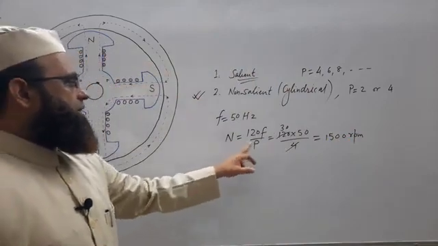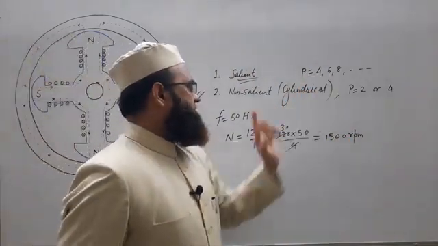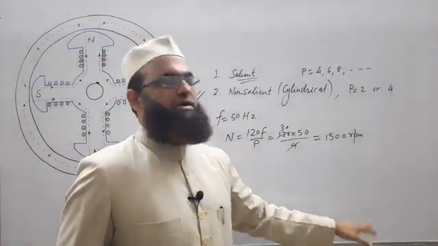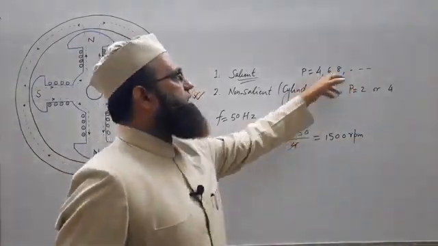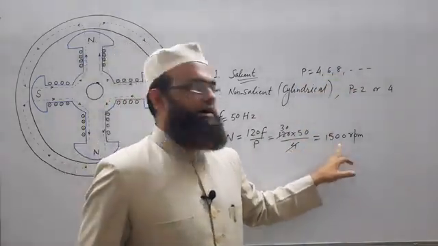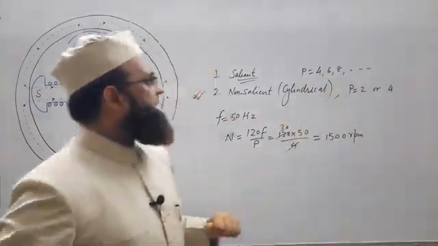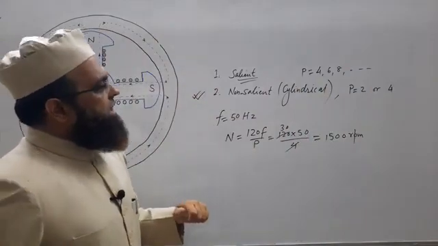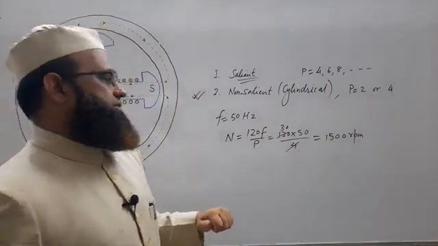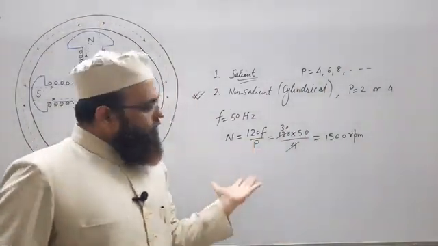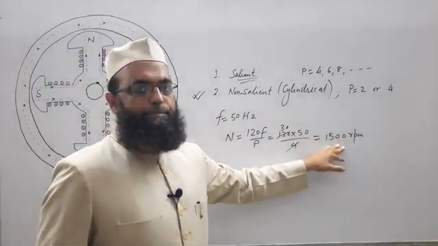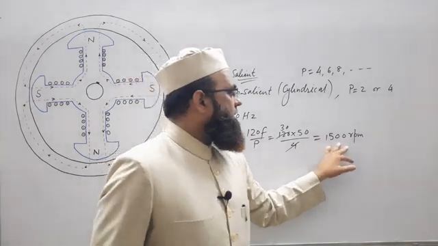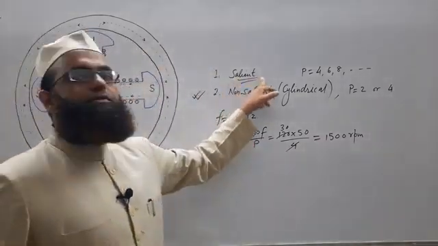If we increase poles from 4 to 6, then the speed will be lesser than 1500 RPM and so on. By increasing the number of poles, the speed will be lesser and lesser. So we can say that the requirement of a speed from low up to 1500 RPM will need a rotor of this type, salient.